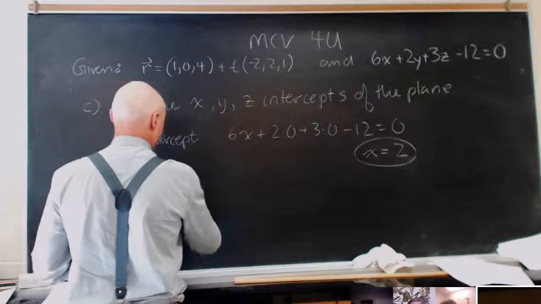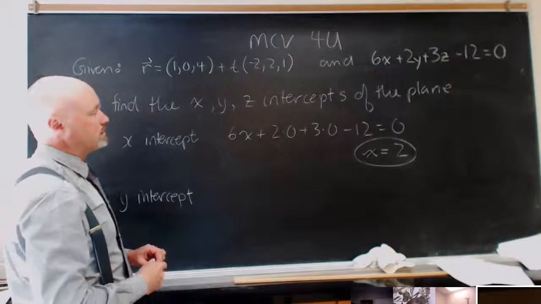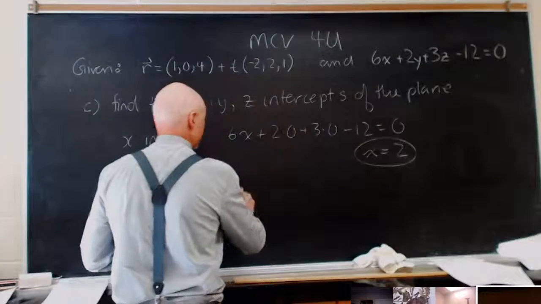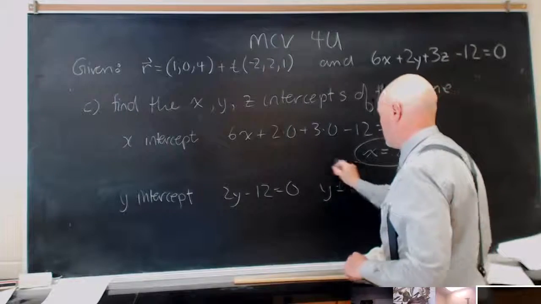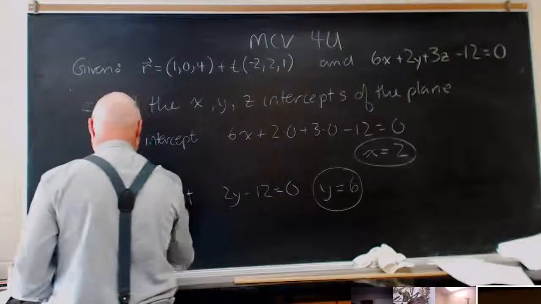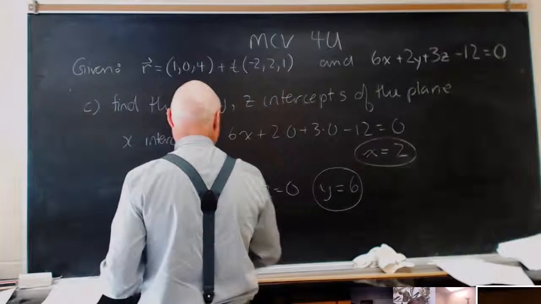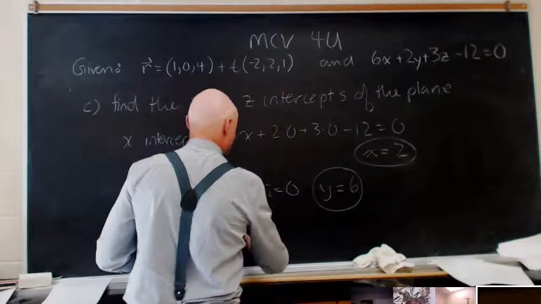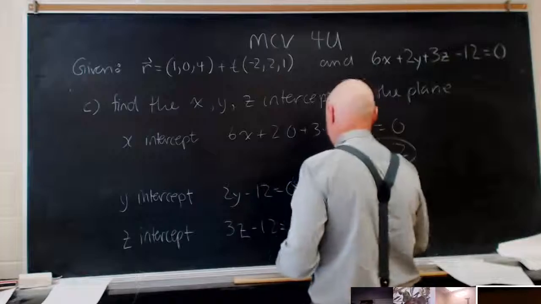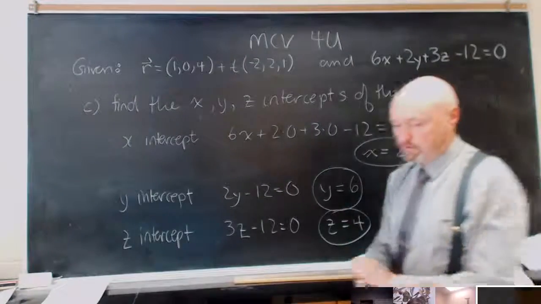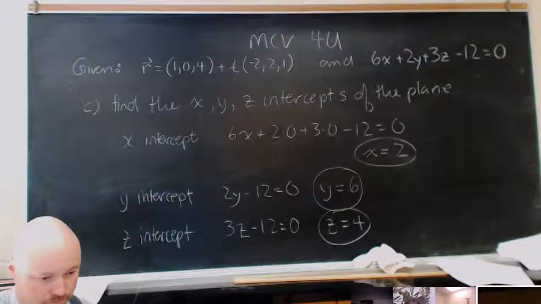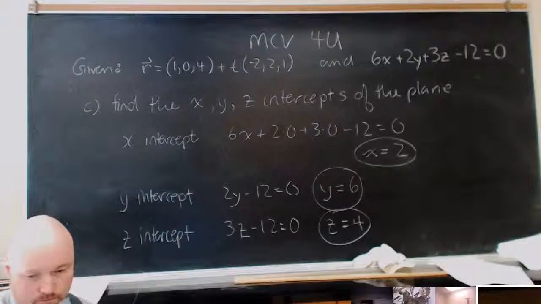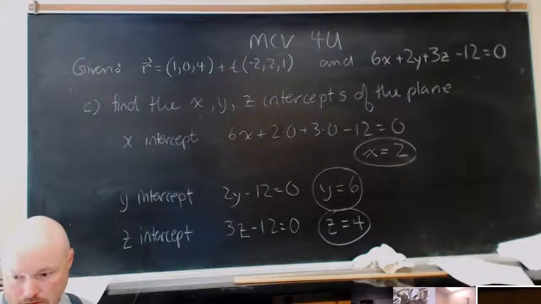So the y-intercept, and actually, you can almost just basically look at it. 2y minus 12 equals 0, so y is 6. Z-intercept, three z minus 12 is equal to 0, so z is equal to 4. I'm just going to bring up the GeoGebra and we'll take a look at it. See if we got it right.